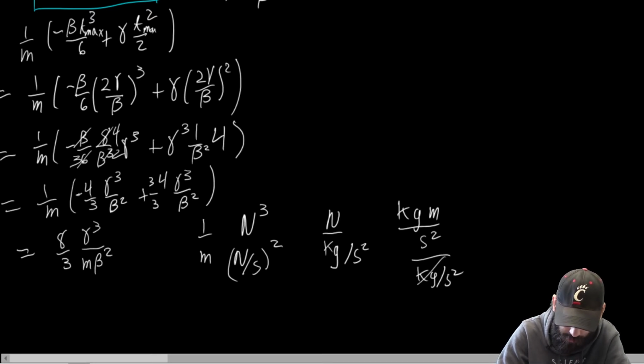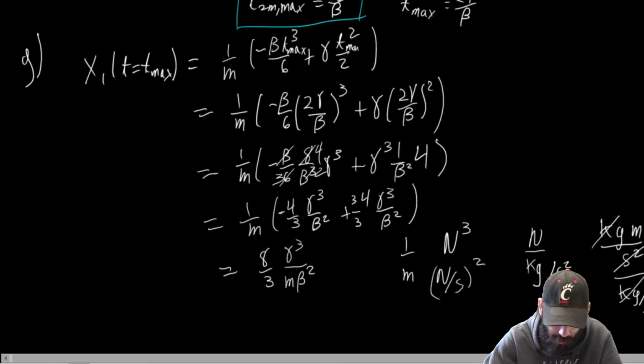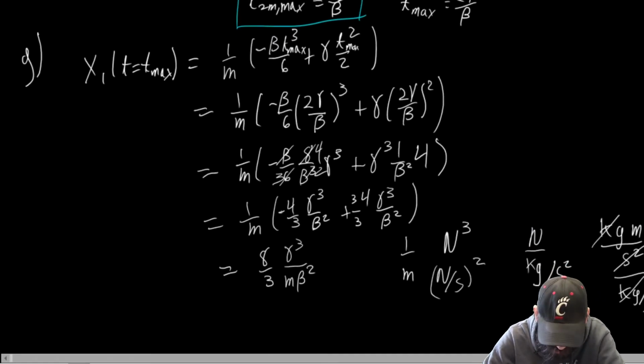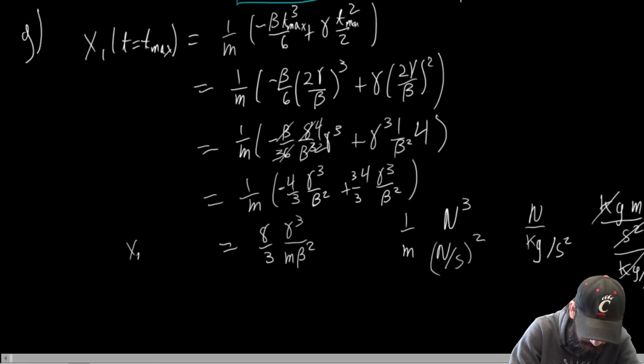That's what we're looking for. And so our kilograms are going to cancel, our second squareds are going to cancel, we're left with units of meters. So at least dimensionally, this is correct. And barring any little mistakes in our arithmetic here, this is also correct. Okay, so this is our x1 of t is equal to t max.